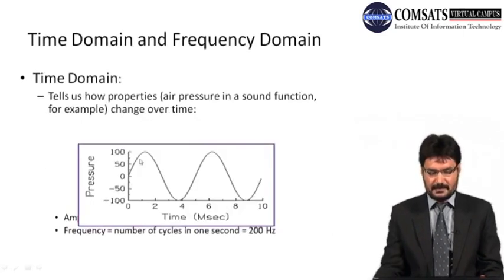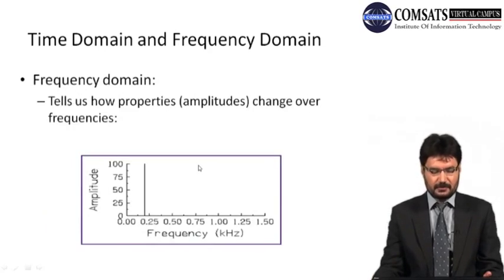The time domain tells us how properties, for example air pressure in a sound function, change over time. So this is the air pressure in the time domain and how the property changes. In this image we have a plot of time against pressure. Here we have the amplitude, and then we see the frequency, the number of cycles in 1 second, that is 200 Hertz. So in the frequency domain, the properties tell us amplitude and how it changes over frequencies.